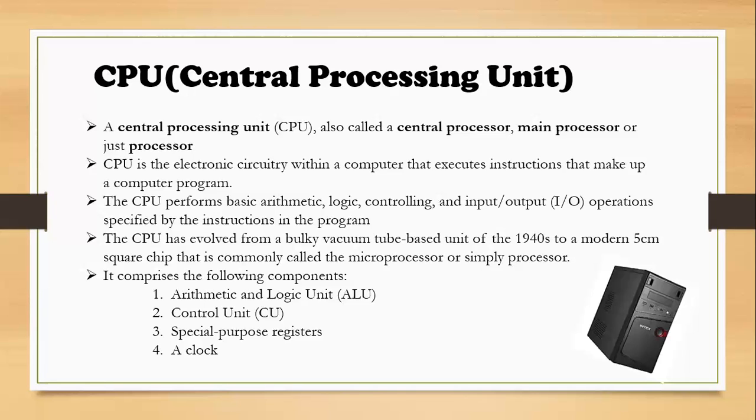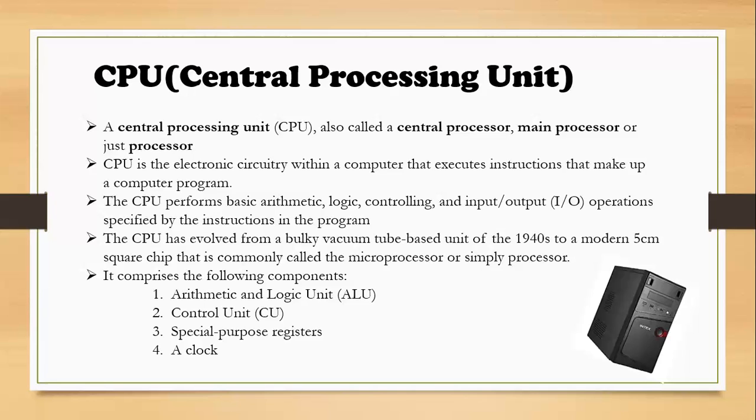CPU has evolved from a bulky vacuum tube-based unit of the 1940s to a modern 5 cm square chip. Today, its size is around 5 cm maximum. That is commonly called the microprocessor or simply the processor. In the previous classes, I have discussed the CPU roughly. Today, I'll talk about the CPU and other parts in depth.